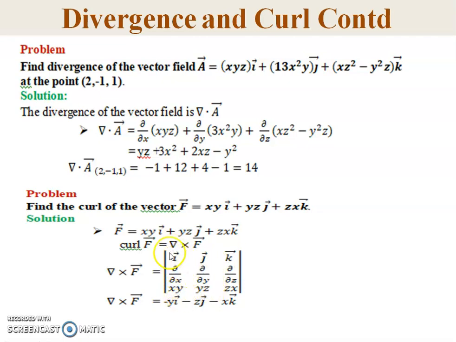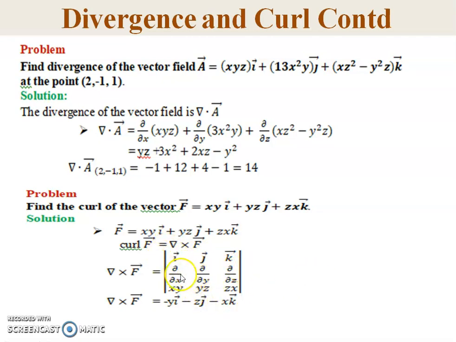Dou by dou x, leave first column, first row. Dou by dou y into zx. That means differentiate this with respect to y. It becomes 0. So 0 here. Then minus, multiply these two. That means differentiate this with respect to z. This is function, this is operator. So here we have z here. So differentiate this with respect to z become y. So minus 1.